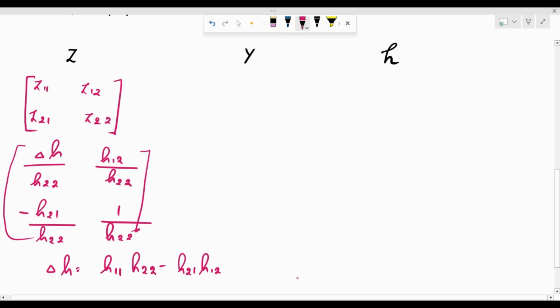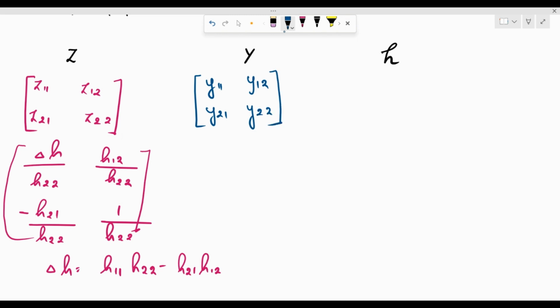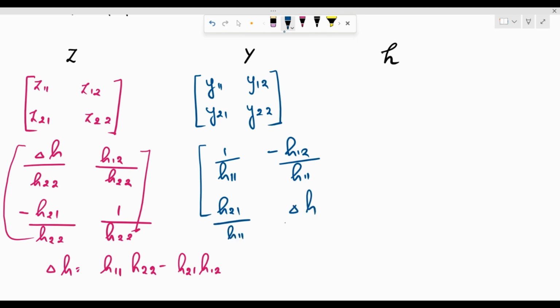Now, having said that, we can also write the Y parameters in terms of the H parameters. So, Y11, Y12, Y21, and Y22. I'm going to write this out in terms of the H parameters. Here, this is going to be 1 by H11, minus H12 by H11, H21 by H11, and delta H by H11.